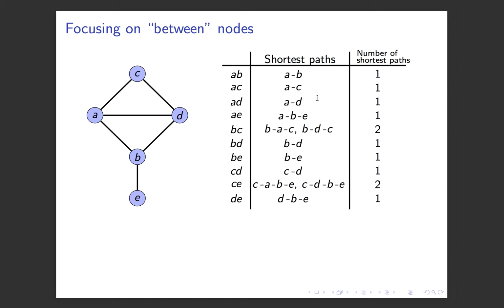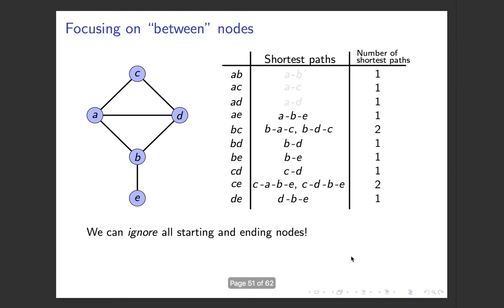So we're going to take our table, we're going to consider the shortest paths column, and we're going to start kind of erasing any node that's at the beginning or the end of one of the shortest paths. In a sense, all we have to do here is ignore the starting and ending nodes for that column. To that end, we see that we can get rid of both A and B in our first shortest path. The same is true of A and C and A and D.